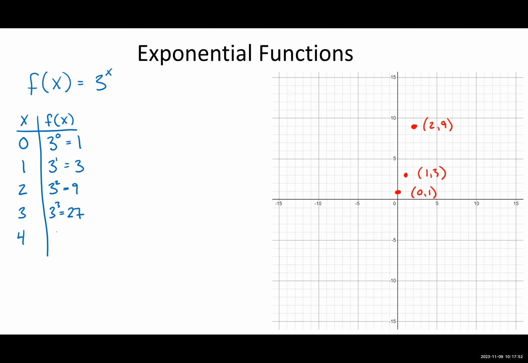When x is 4, you get 3 to the fourth power. 3 times 3 times 3 times 3, which is 81. And maybe one more. When x is 5, 3 to the fifth power, which is 243. So these points definitely don't fit on this graph. All right, so what happens with an exponential function is that the y values get really big really fast.